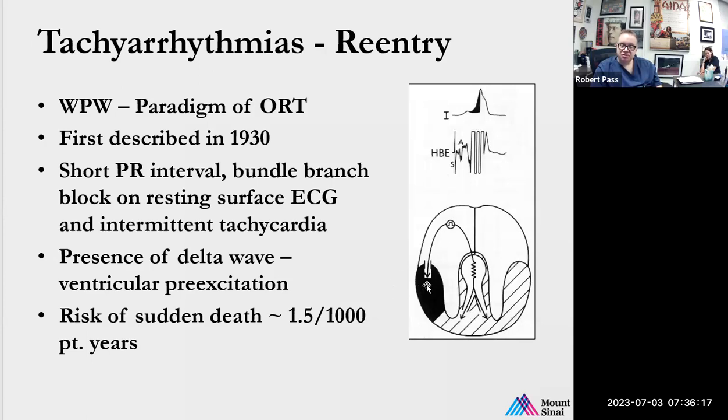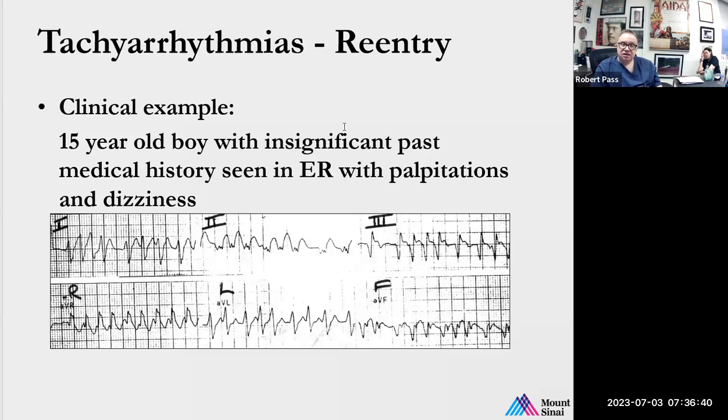And so part of the ventricle is being pre-excited before it normally would be, causing the PR interval to be shorter and the presence of the delta wave. And importantly, people who have WPW are thought to have a risk of sudden death of about 1 to 1.5 per 1,000 patient years. So this is a clinical example.